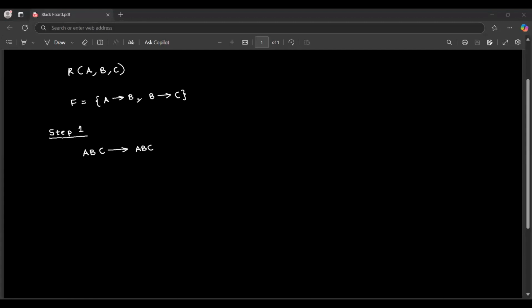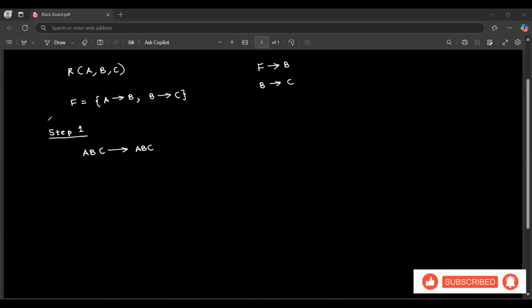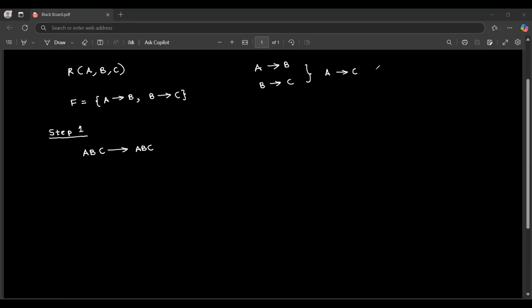Now check the functional dependencies. Here we have two functional dependencies: A functionally determines B and B functionally determines C. By using these, according to the transitivity axiom, we can also come up with A functionally determines C. So we have A determines B, B determines C, and A determines C.